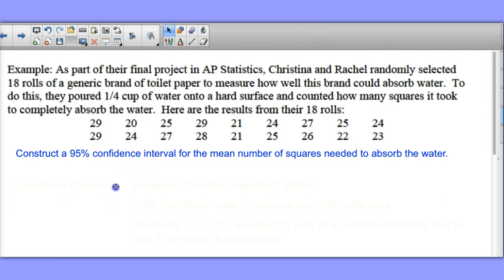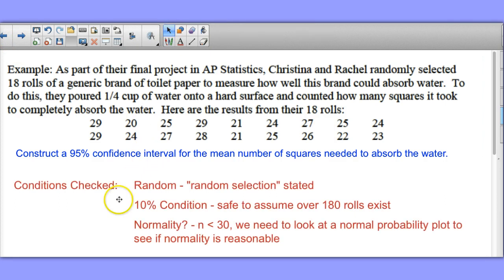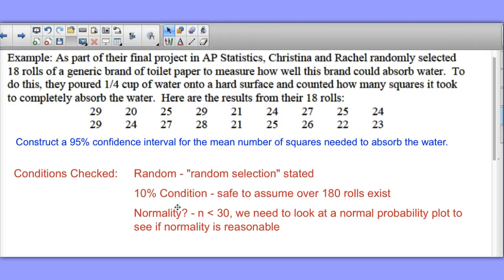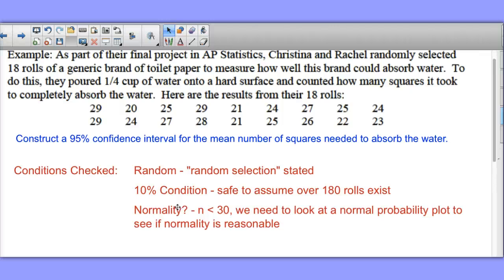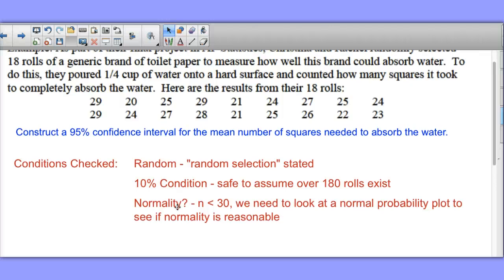So let's check to see if our conditions are met. The random condition, it says random selection. The 10% condition seems reasonable. It's safe to assume that over 180 rolls exist. We've sampled no more than 10% of the population. And then normality: if n is less than 30, and it's less than 30 here, we either need to know that the population distribution is normal, which we don't know about this population, or we need to take a look at a normal probability plot or a histogram or dot plot to see if normality is reasonable.